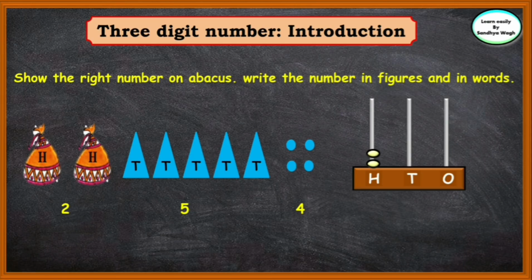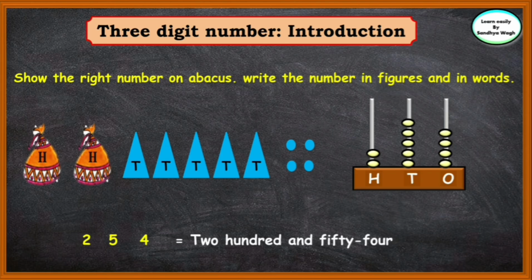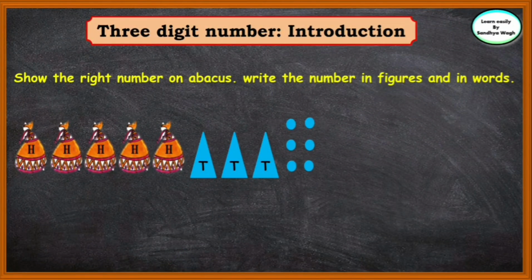Then we have how many tens? We have 5 tens. So we will put 5 beads in tens place. So 1, 2, 3, 4 and 5. Then in ones place we will put 4 beads as we have 4 ones. 1, 2, 3 and 4. In figure the number is 2, 5 and 4. It means 254.